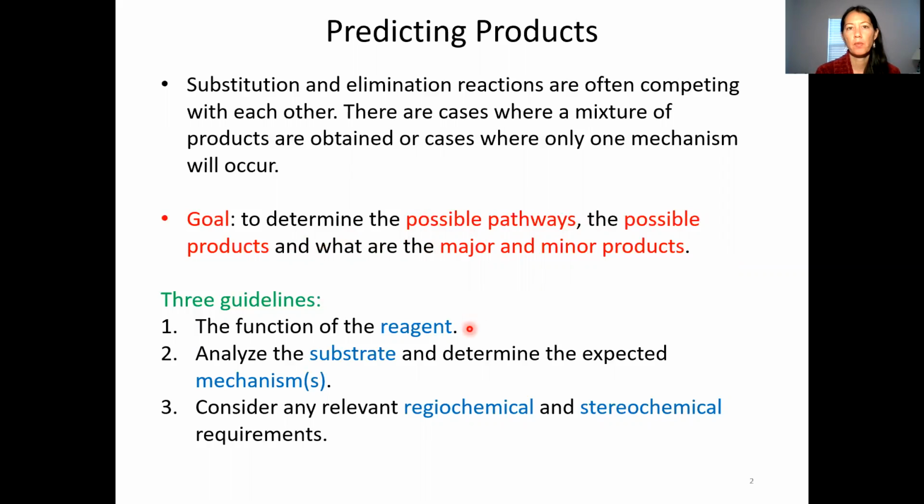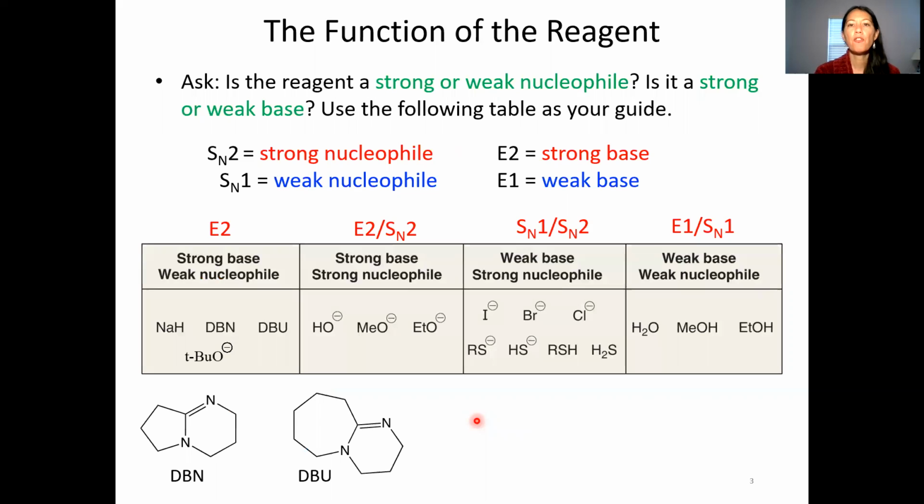These are your main guidelines here. Number one, look at the reagent. This is going to give you a lot of information. Look at the substrate. Based on primary, secondary, tertiary, it'll also give information in terms of what mechanism is going to occur. And then you can consider any different regiochemistry or stereochemistry from that.